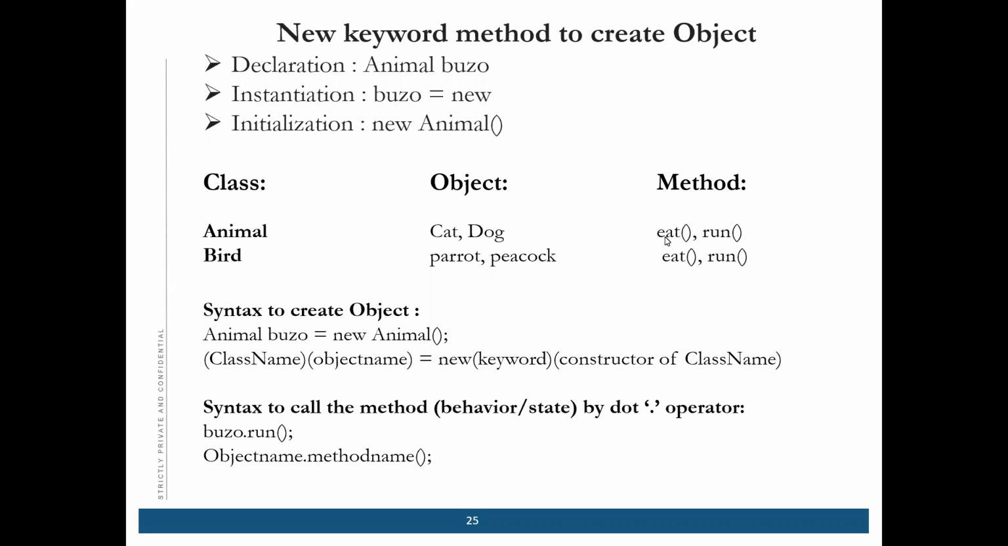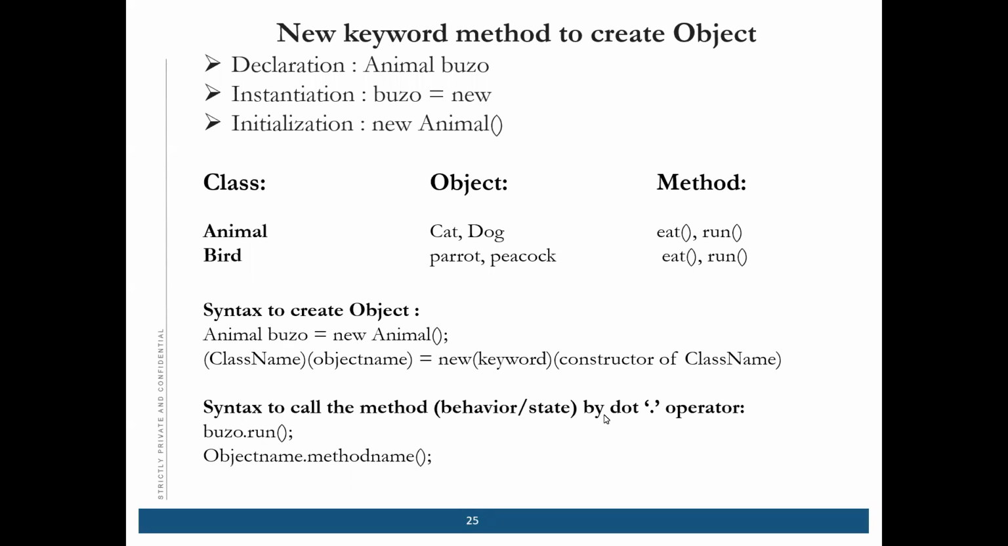Suppose we have created an eat method, and we want to call it in some other class. Suppose we have created an Animal class, but we want this method to be called in the Bird class. So what we will do, we will create an object, and then we will call that method. How will we call it? With the help of the object name. Object name is this, and we are calling.